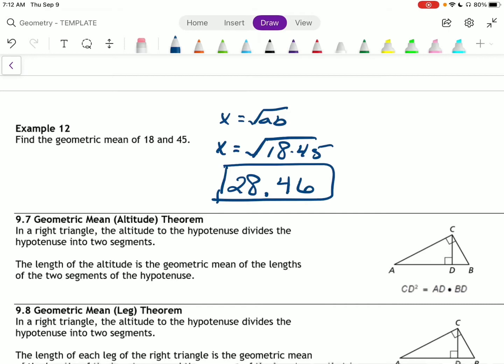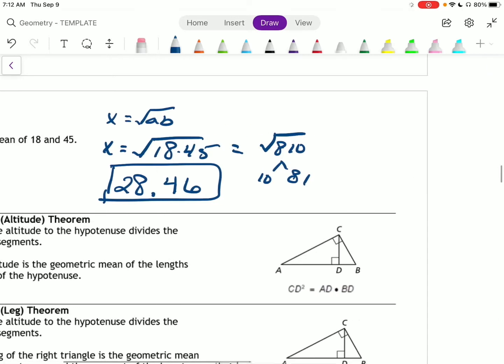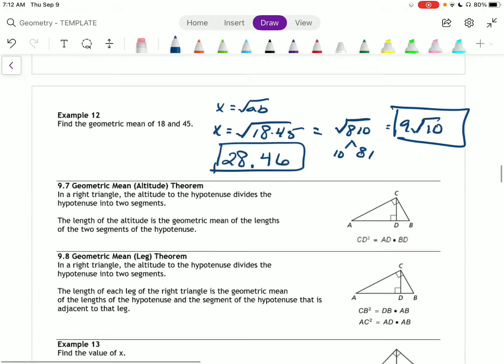If we wanted to find the precise answer there, we would say this is the same thing as the square root of 810, and we can split that up. 10 and 81. I know 81 turns into a 9, so this is the same thing as 9 root 10, and 10 will not split up. So there's the precise answer. Maybe that's the better answer.